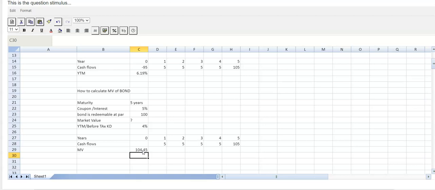So that's how you will calculate the YTM, the KD and the market value on the given ACCA CBE platform.